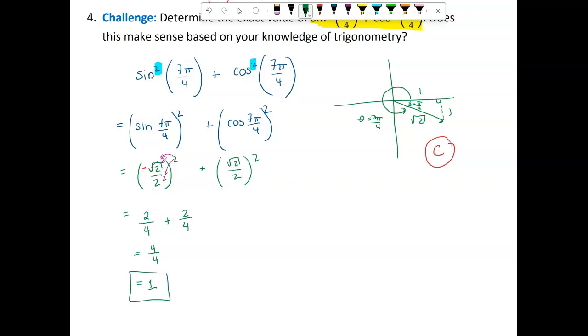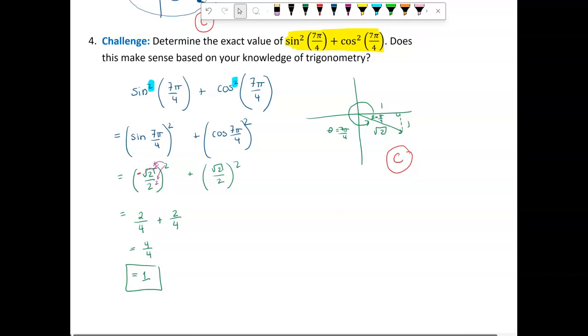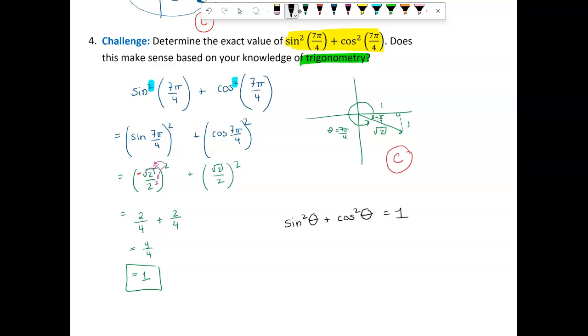Now the question asks, does this make sense based on our knowledge of trigonometry? Well, let's look at the question again. Basically, if we break it down, the question was just sine squared of some angle plus cos squared of the same angle ended up equaling 1.